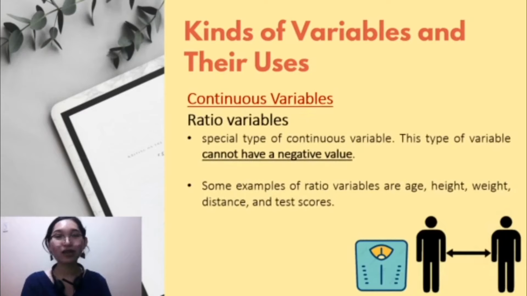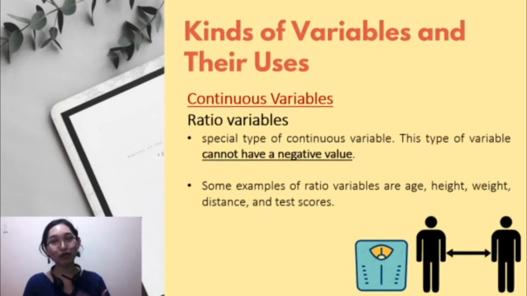But under continuous variable, we have the ratio variable, in which hindi siya pwedeng merong negative value. Ano bang halimbawa ng mga variable na ganon? Example, as you can see here, meron tayong weight and height. So, pag weight yung pinag-uusapan, hindi siya pwedeng negative kasi increasing or decreasing yung weight, pero hindi naman pwedeng negative yung value niya, as well as with our age and our height.